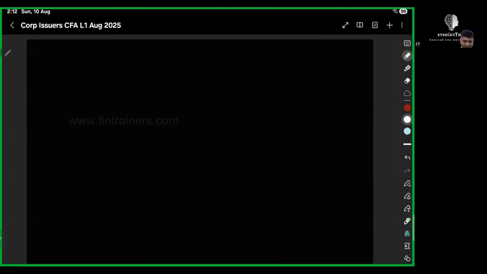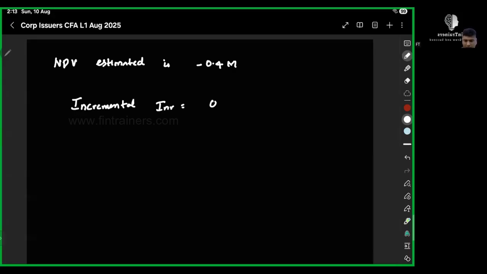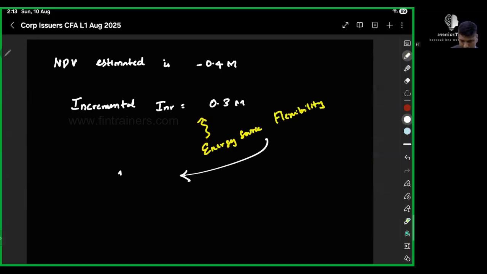So now let's move on to a simple problem on real options. The estimated NPV is minus 0.4 million. Just by itself, do we invest in this project with this NPV? No. But let's say I do some incremental investment, some extra work, and it is going to cost me 0.3 million. Maybe this is the flexibility I mentioned. I can add some energy source flexibility here with another 300,000. And the value of this energy source flexibility, say, is 1.2 million, the real option value.